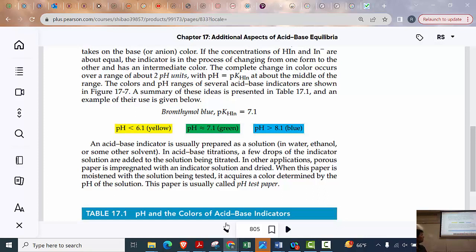So at a pH of 6.1 and lower, it's yellow because we're going to have at least 10 parts acid. At 5.1, it would be 100 parts acid. At 4.1, it'd be 1,000 parts acid. And then up here, at 8.1, we'll have 10 parts of base. Base color will dominate. At 9.1, 100 parts base, etc. And between 6.1 and 8.1, we're going to have green, intermediate color in this range.